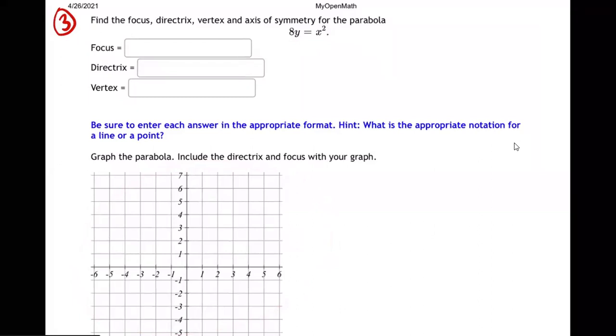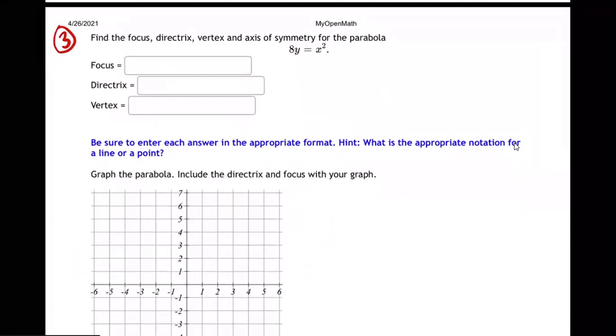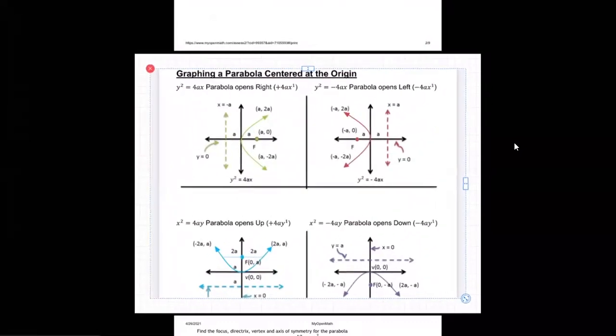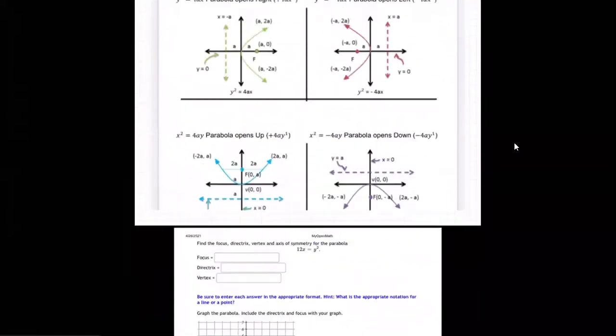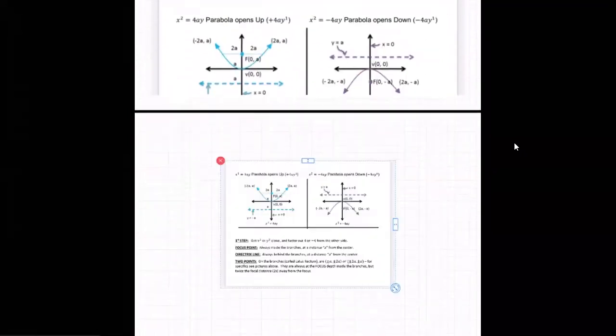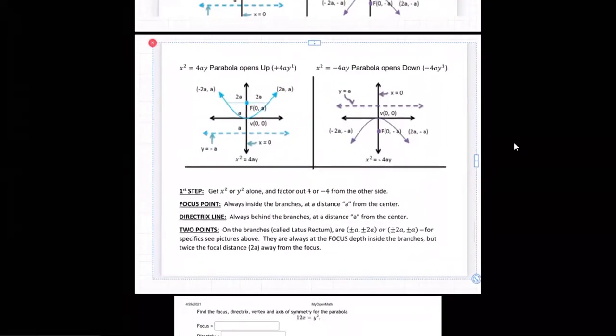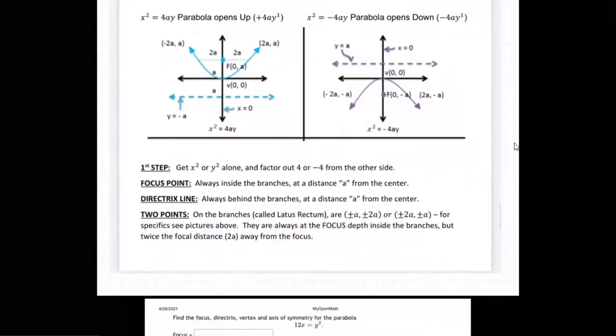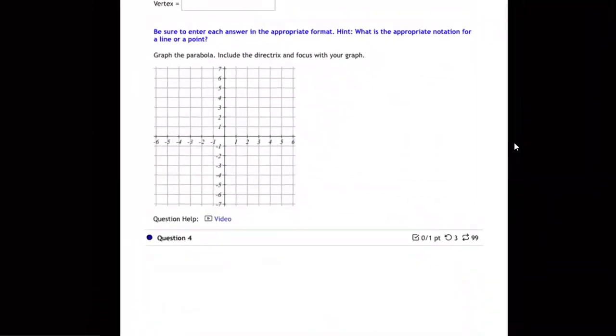Well, let me go to the notes with you, because that's gonna be the most helpful place to get this kind of stuff. So here it is, here's the 4 directions, and then one more page we need. And there's the steps. So first step is to get x or y squared alone and then factor out 4 or negative 4 from the other side. This is from the notes, telling you how to graph parabolas.